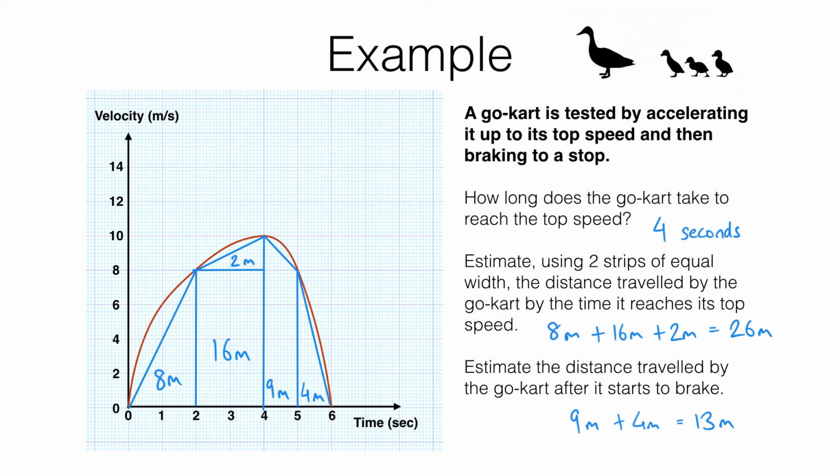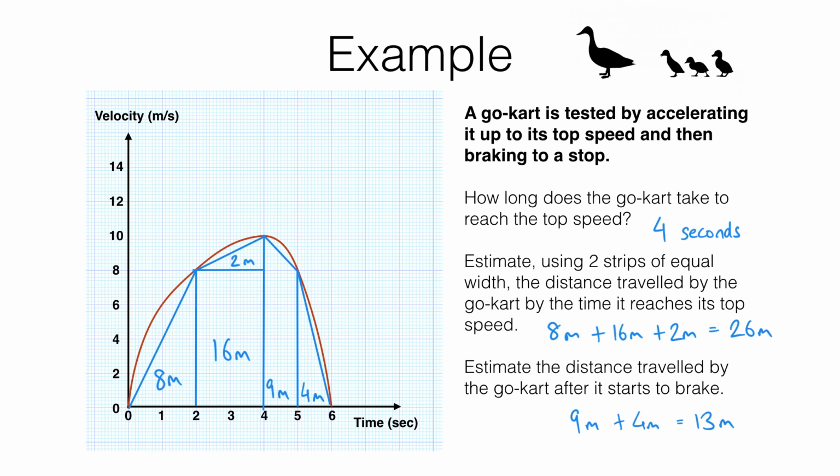Let's summarize the big idea from this video. You can use a velocity time graph to work out the distance travelled by finding the area under the graph between 2 moments in time. Now, if you've got a curved graph and it's difficult to find an exact area, you can estimate the area by splitting it up into strips and just working out the areas of triangles and trapeziums.